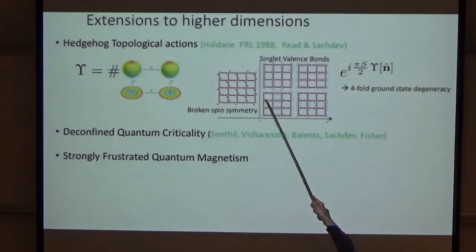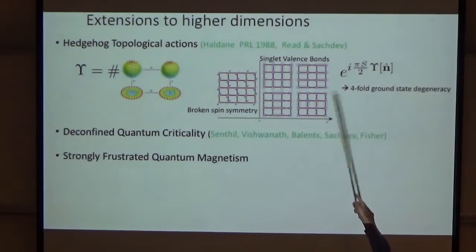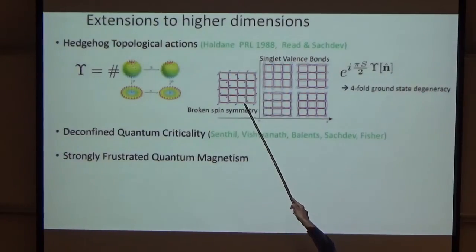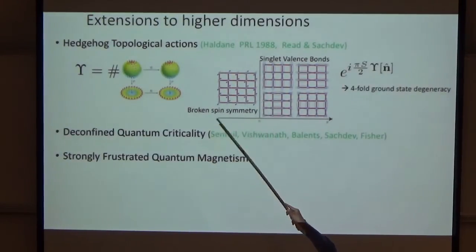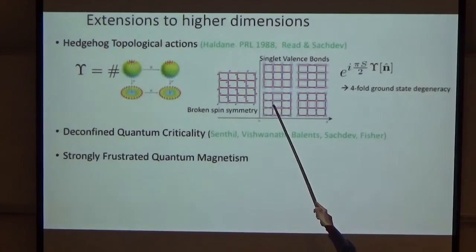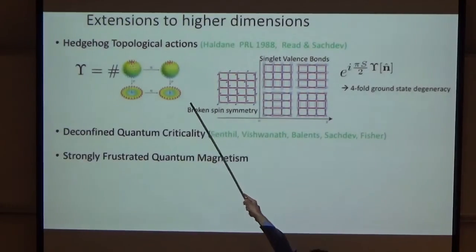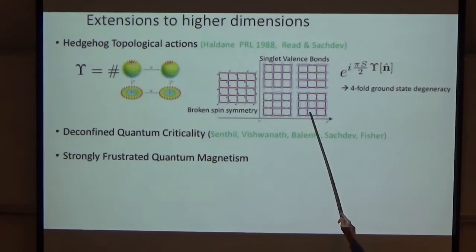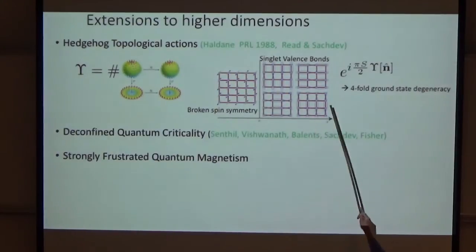And what Haldane showed in this paper, and was later followed up by Read and Sachdev, is that when you take a Néel state and disorder it by quantum fluctuation, it cannot form a single ground state because of these topological Berry phases. And it forms 4-fold degenerate states, and these are examples of valence bond states that have 4-fold degeneracy. That was a result that was derived there.